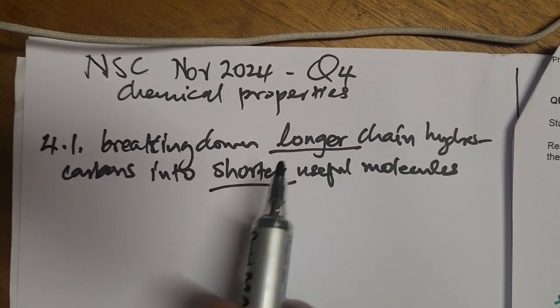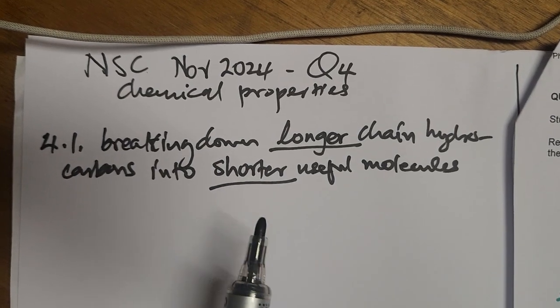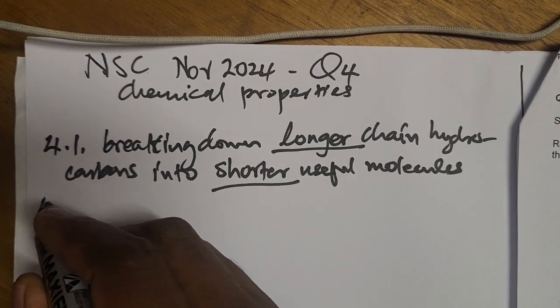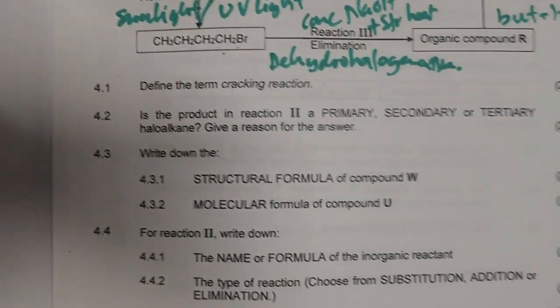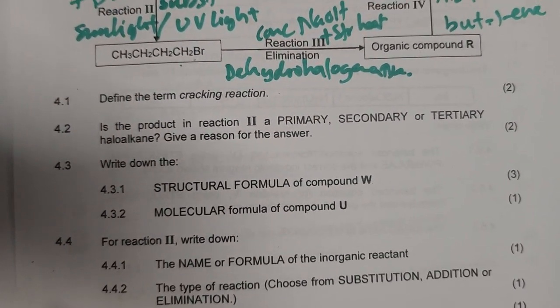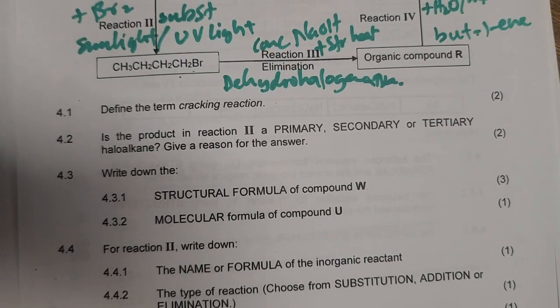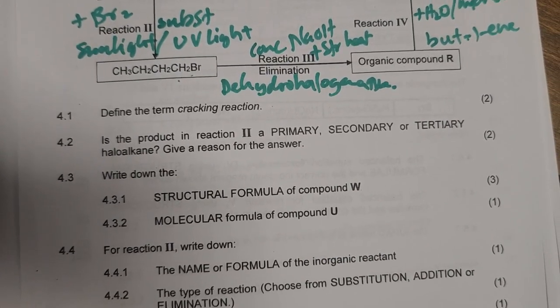If you can use the word larger and smaller, then you are wrong. Fine, we go to 4.2. Look at it. They say it's the product of reaction 2. Okay, primary, secondary, or tertiary.